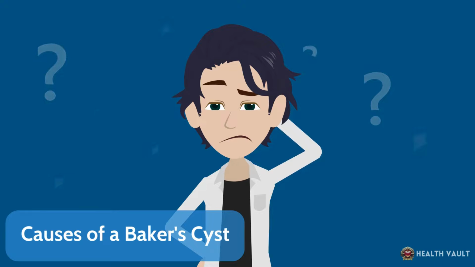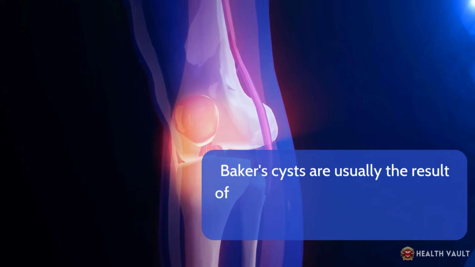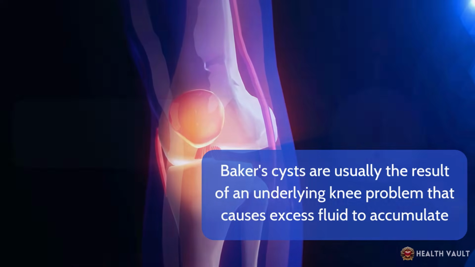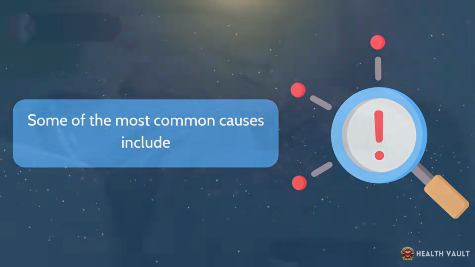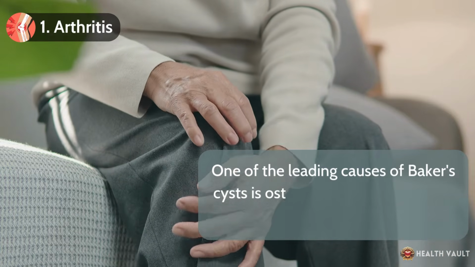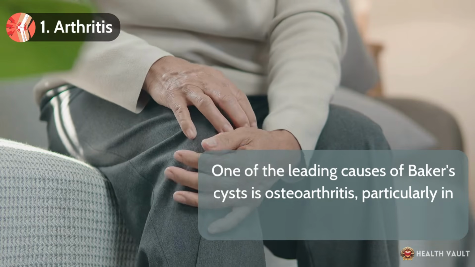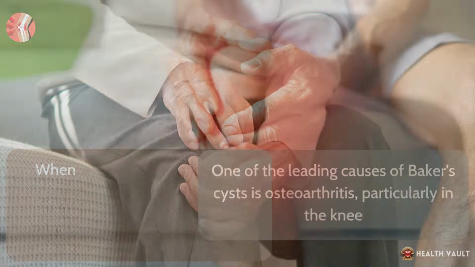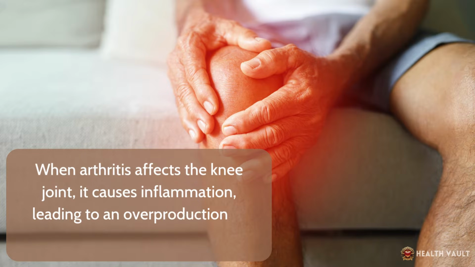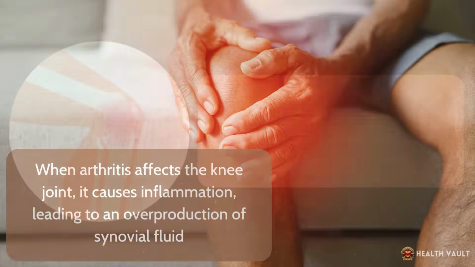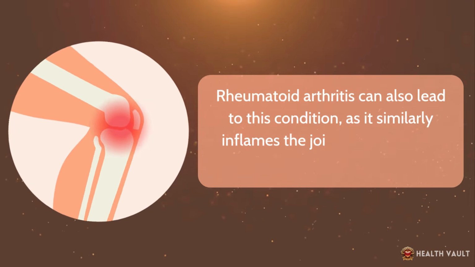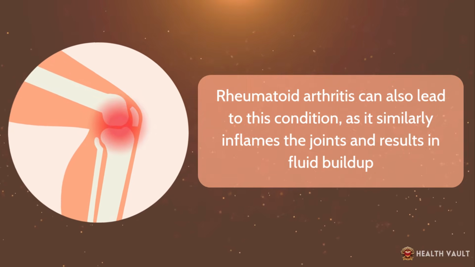Causes of a Baker's cyst. Baker's cysts are usually the result of an underlying knee problem that causes excess fluid to accumulate. Some of the most common causes include: number 1. Arthritis. One of the leading causes of Baker's cysts is osteoarthritis, particularly in the knee. When arthritis affects the knee joint, it causes inflammation, leading to an overproduction of synovial fluid. Rheumatoid arthritis can also lead to this condition, as it similarly inflames the joints and results in fluid buildup.